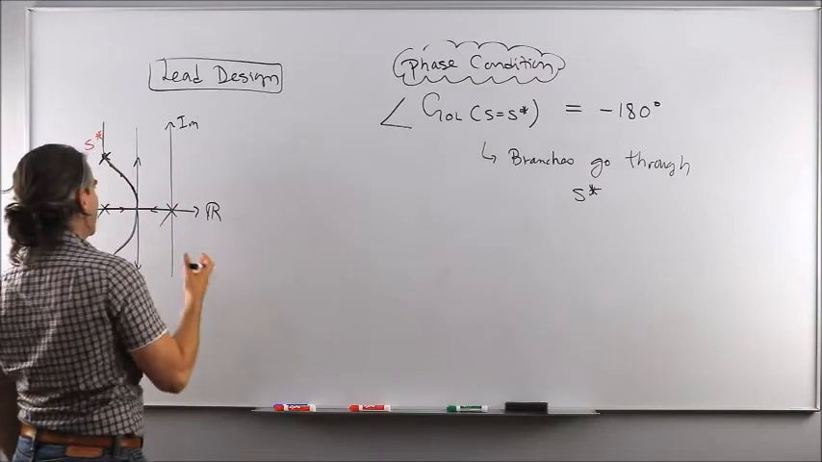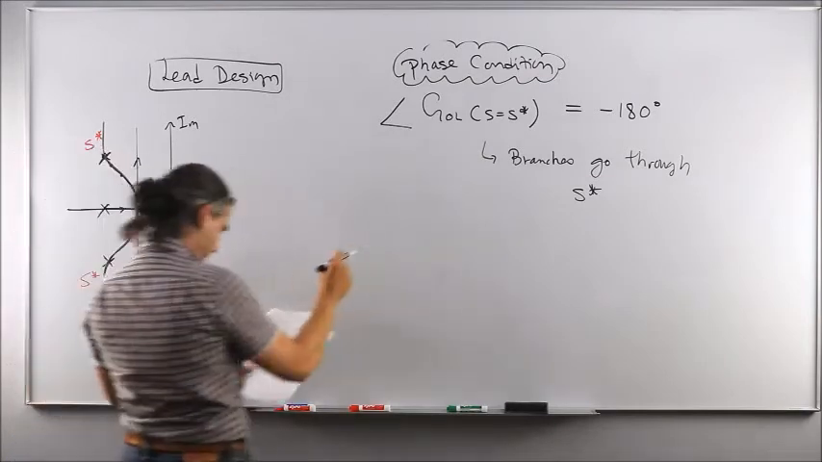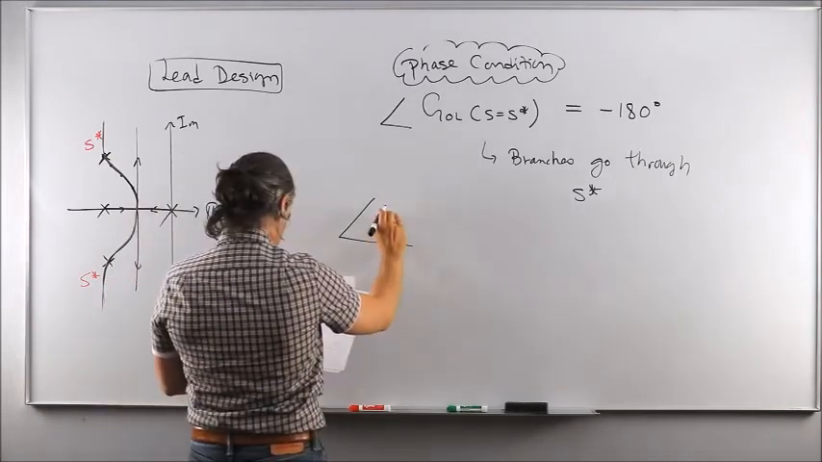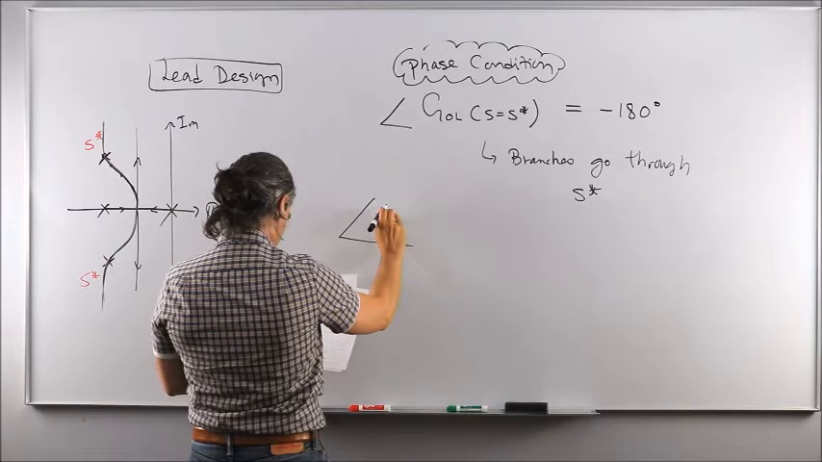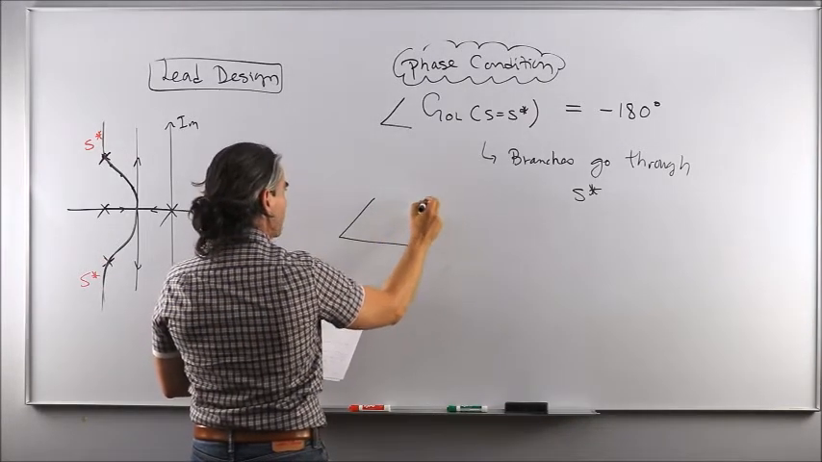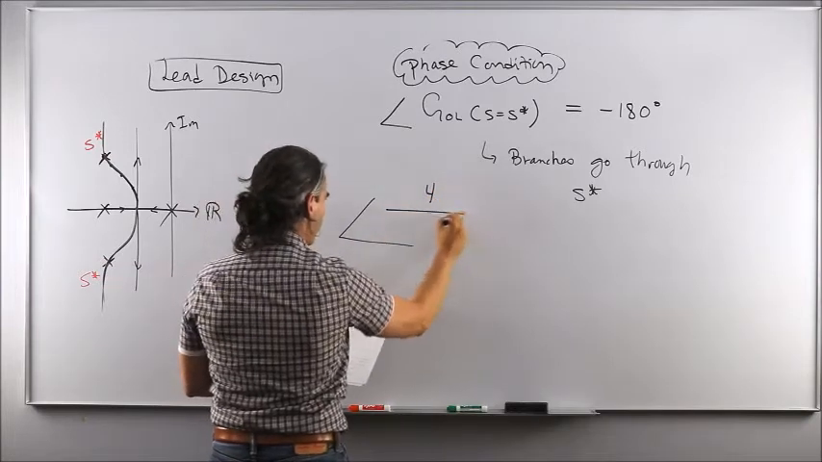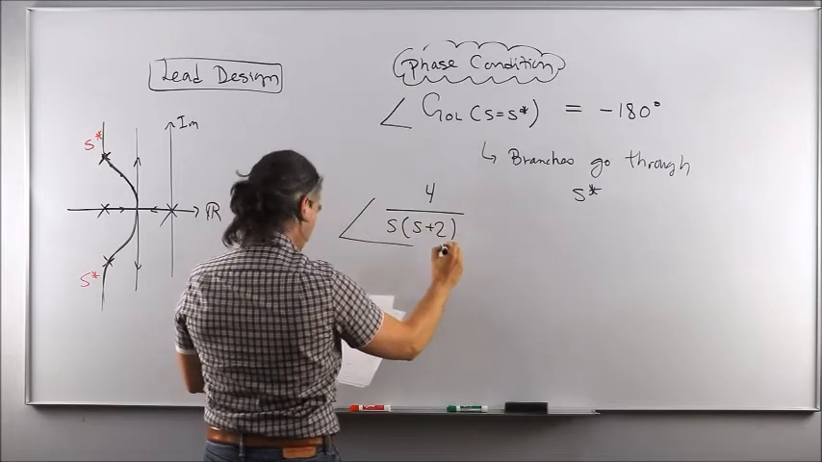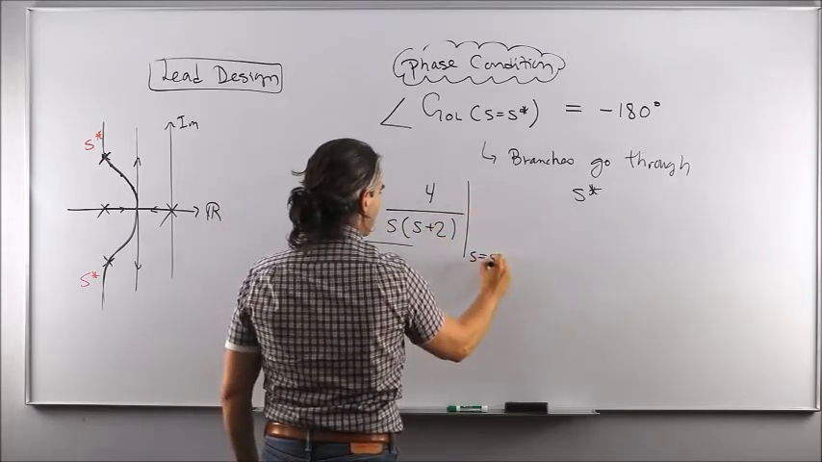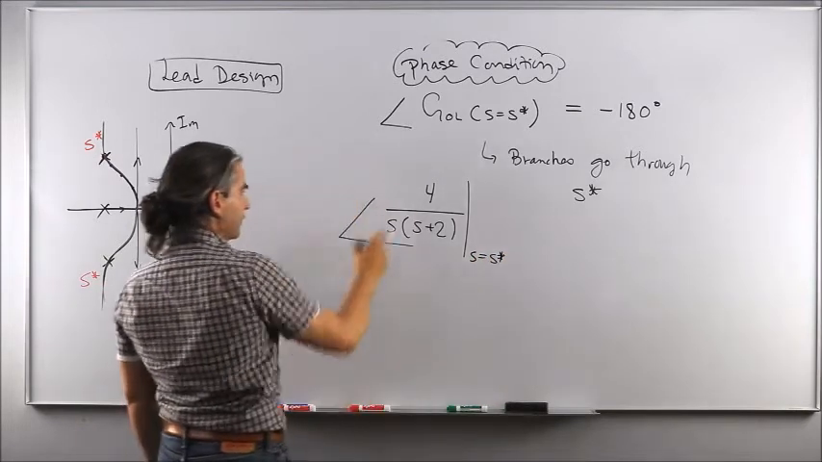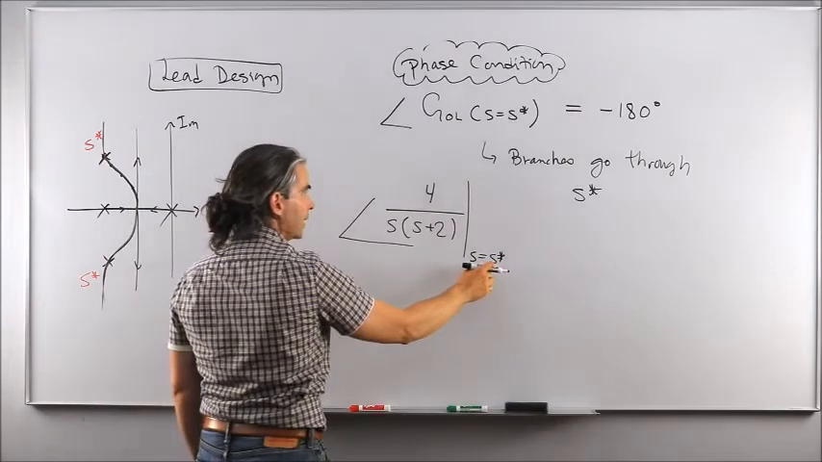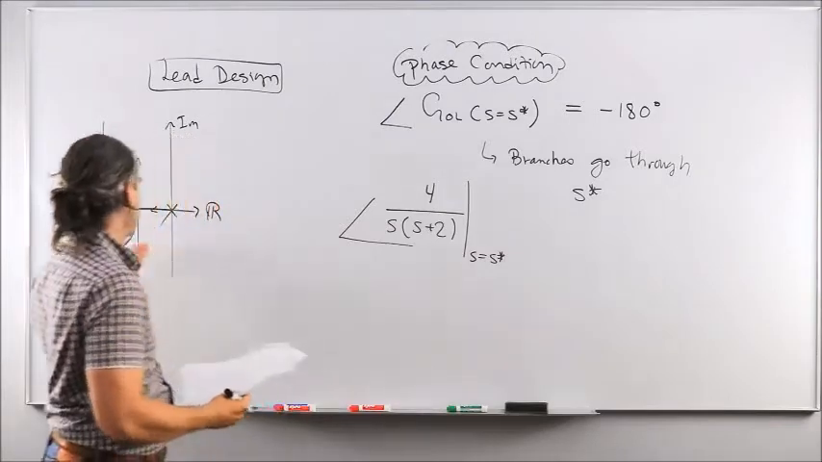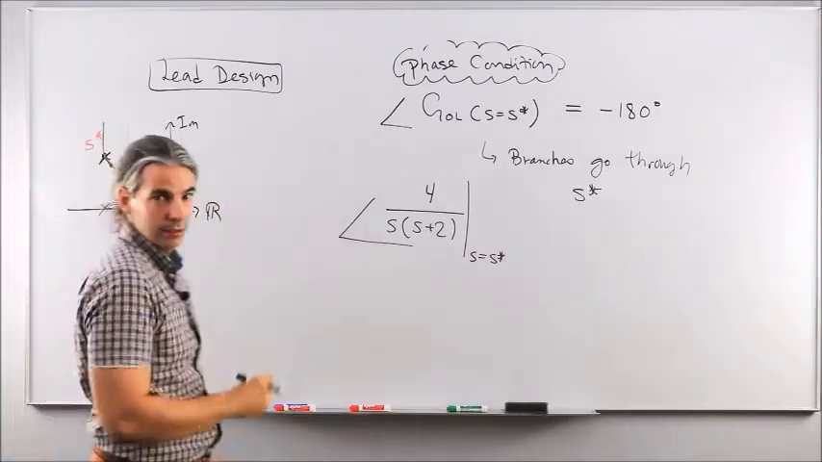So let's see what is my current phase, okay? Well, the current phase of the system is the current phase of, what do we have? 4 over S times S plus 2, evaluated at the same point, S equal S star. Because if at this point the phase evaluated ends up being minus 180 degrees, the job is over, because that tells you that the root locus already passes through the desired location. And that's it. You're pretty much done.